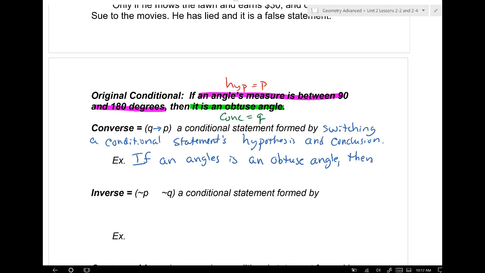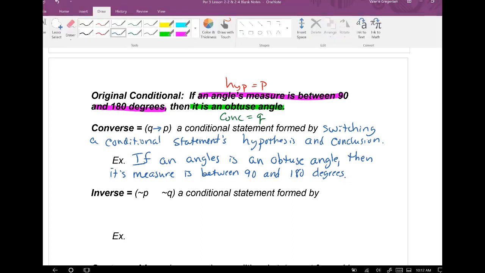Exactly. Yeah, it's as simple as that. Don't overly complicate it. Then its measure is between 90 and 180 degrees. Notice the flip-flop, but also notice what did not move.